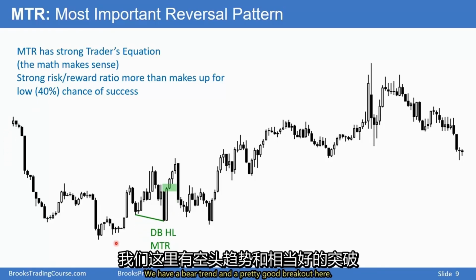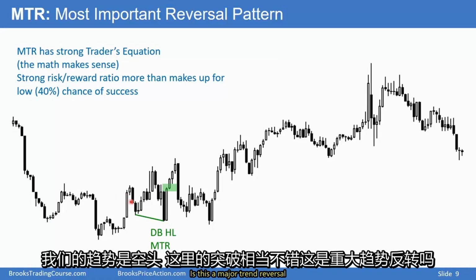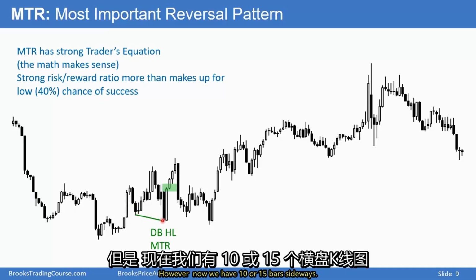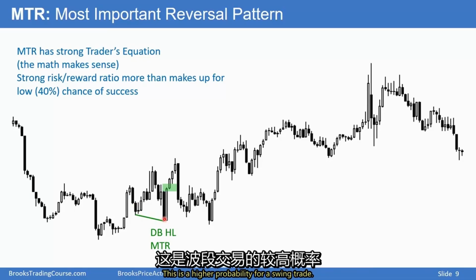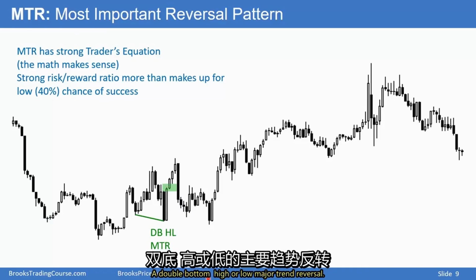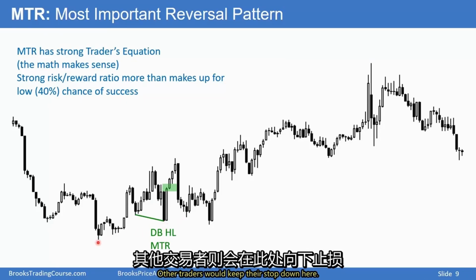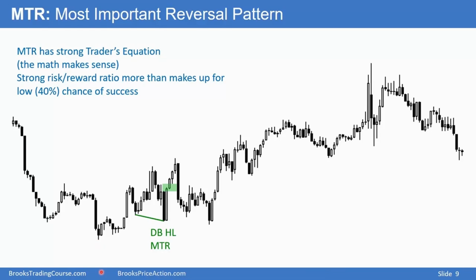We have a bear trend and a pretty good breakout here. Is this a major trend reversal? Probably not. It's only 2 bars down. However, now we have 10 or 15 bars sideways. This is a higher probability for a swing trade. A double bottom, higher low, major trend reversal. Some traders would put their stop here. Other traders would keep their stop down here.